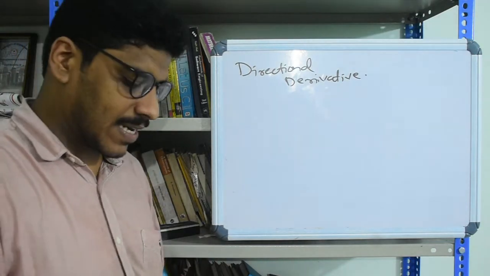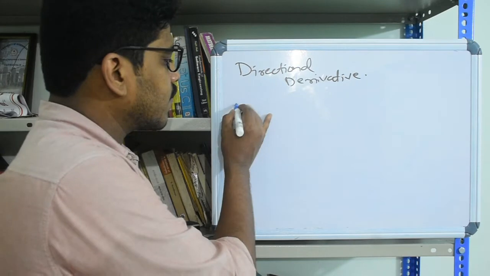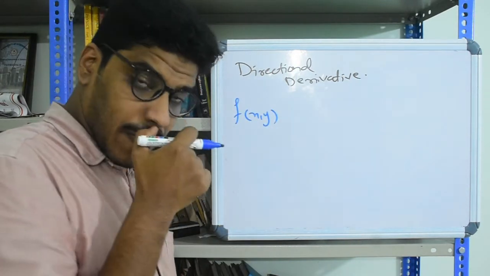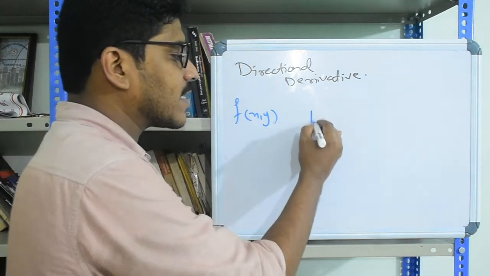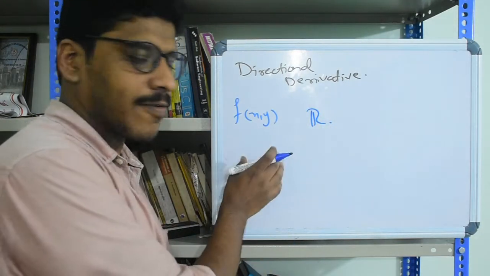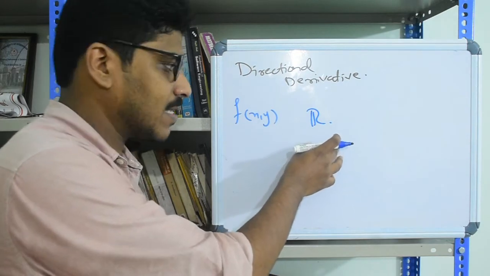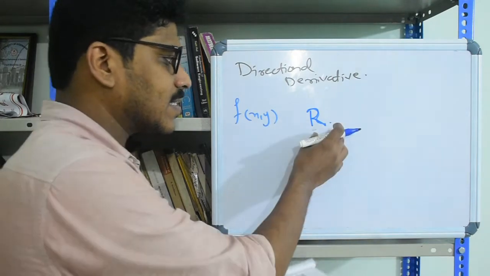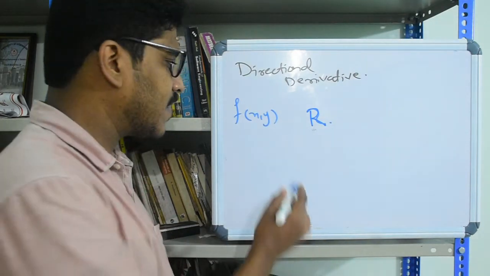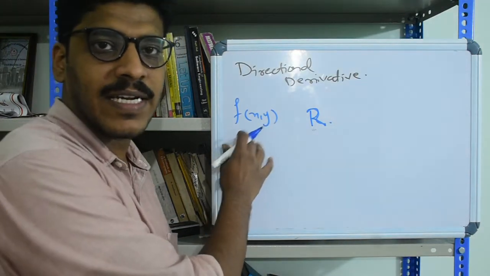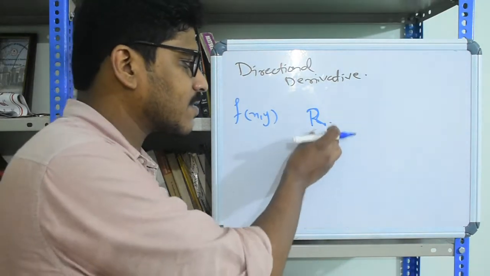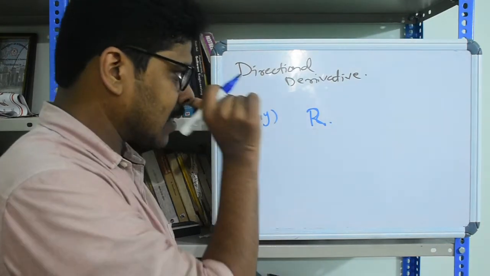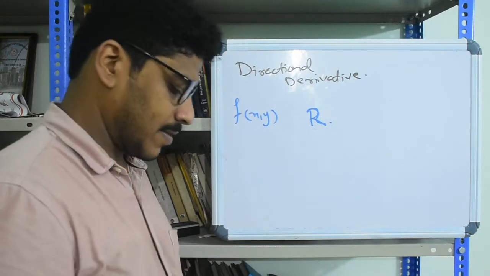So let's consider a scenario where we have a function of two variables, say f of x y. It is defined throughout a region R. Obviously this region R has to be on the plane, since we need two variables to define the function f. Everything coming from R has to be an ordered pair, and for that reason R has to be a part of a plane.